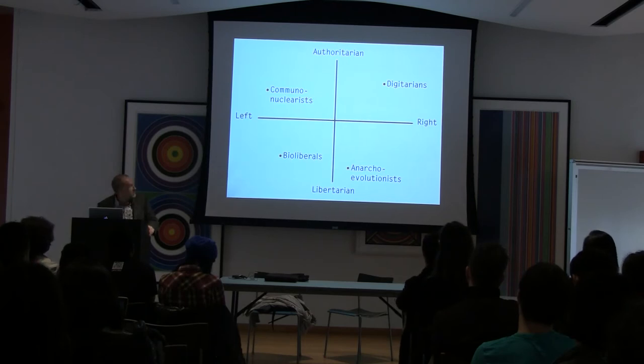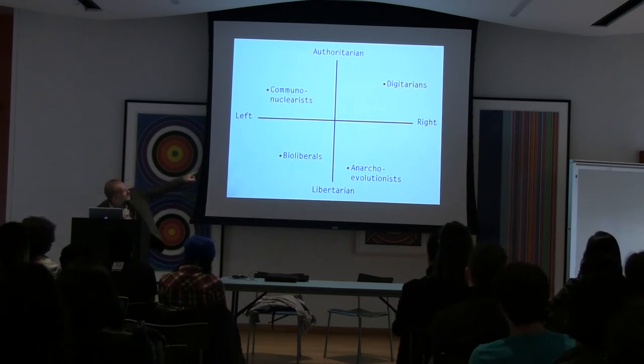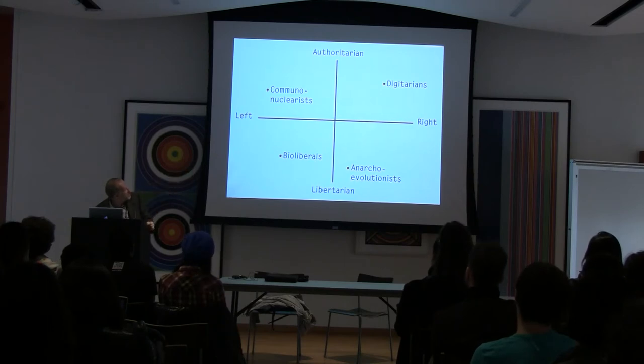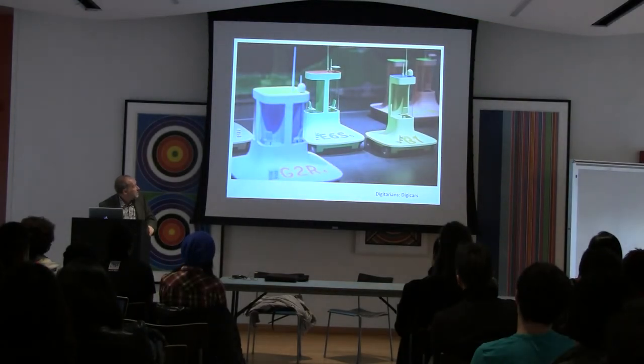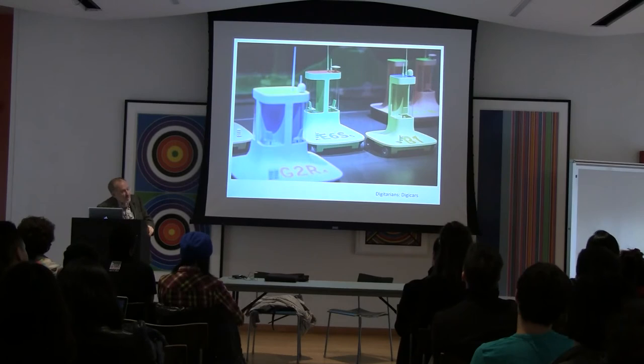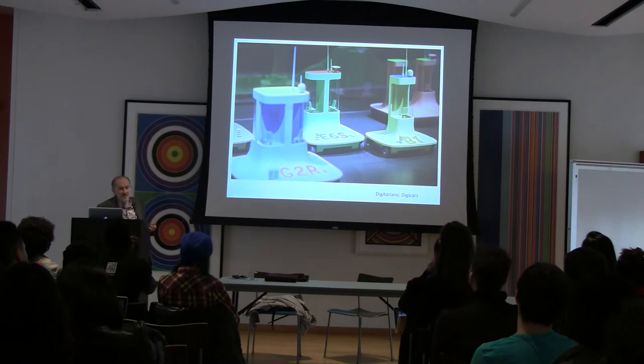So digitarians are, as you can see, right-wing, and they like control. They are also very technological. And this is their world. They concentrated in this project on the vehicles. Transportation was an underlying theme. So what kind of cars, what kind of vehicles would these four different categories of people drive?